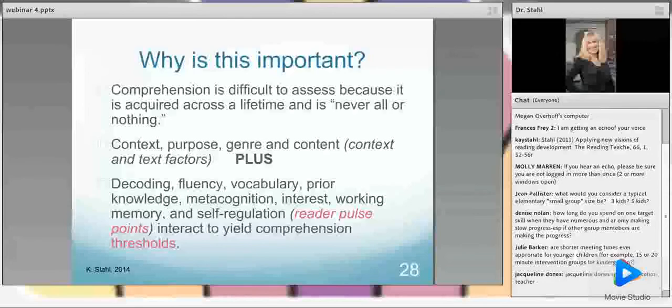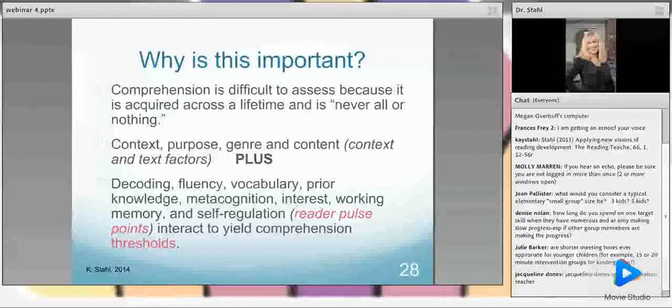Then if we think about comprehension, we also have these other reader factors that must be measured and contribute: decoding, fluency, vocabulary, prior knowledge, metacognition, children's interest, working memory, self-regulation. All of these pulse points contribute to yield a comprehension threshold. They all contribute to comprehension.